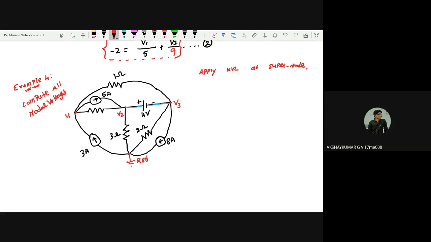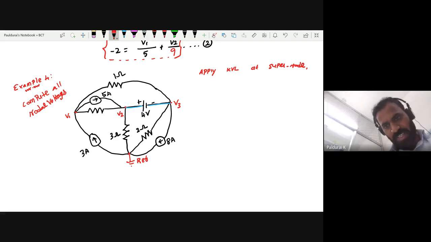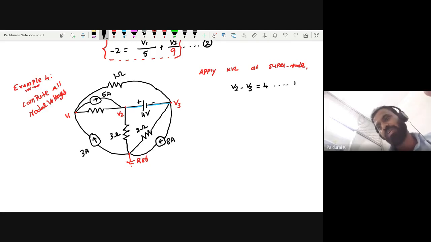Sir, V2 minus V3 equal to 4. Yeah, thank you. So straight away I am writing. You guys, please do all the tinkering work by yourself. Just redraw and apply KVL and all. So V2 minus V3 equals 4, equation number 1.